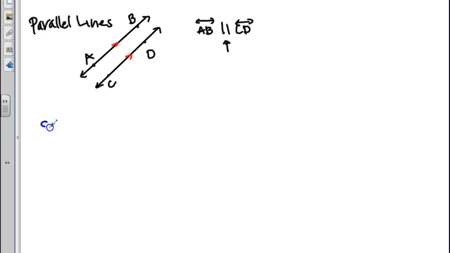All right, skew lines. These are lines that do not intersect, and they are not coplanar. They do not intersect, and they are not in the same plane.